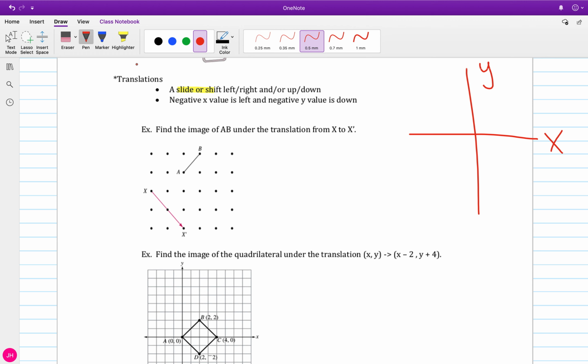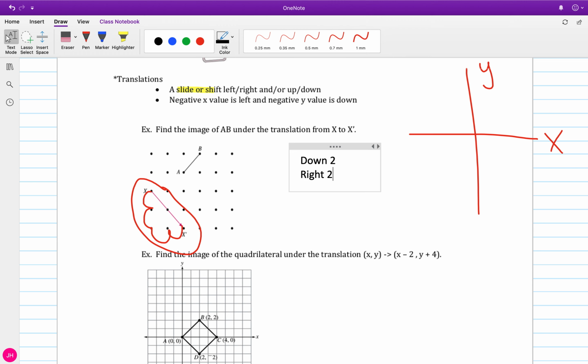So for this first problem here, I've given us a slide arrow. It tells me I want to figure out how x went to x prime, or the pre-image went to the image. So it looks like I go down 2 and to the right 2. So I'm using x and x prime to tell me that I need to go down 2 and to the right 2. They're not always the same. They just happen to be in this case. So now that I know my rule, I'm going to apply it to this shape AB, because it said we need to find the image of AB. So I'm going to take A, and go down 2 and to the right 2. Order doesn't matter. You could go right then down. Down 2, to the right 2.